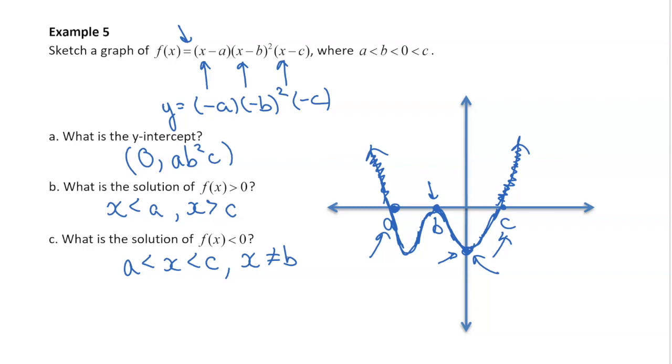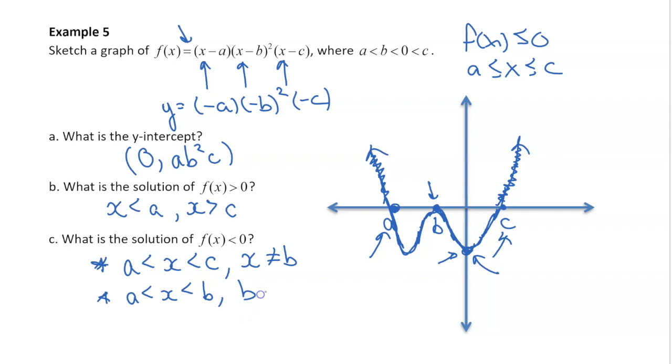There's a lot of intricate points of different ways you could think about it. If you had a question that said something like, what if it said f of x is less than or equal to 0? Then it would be everything between a and c, and you wouldn't have to worry about that b value. But because the b value hits the x-axis right there, it's a little bit tougher to write. You also could have written this as two separate parts. You could have said a is less than x is less than b. And then you could have also said where b is less than x is less than c. And that would also technically be a correct solution.